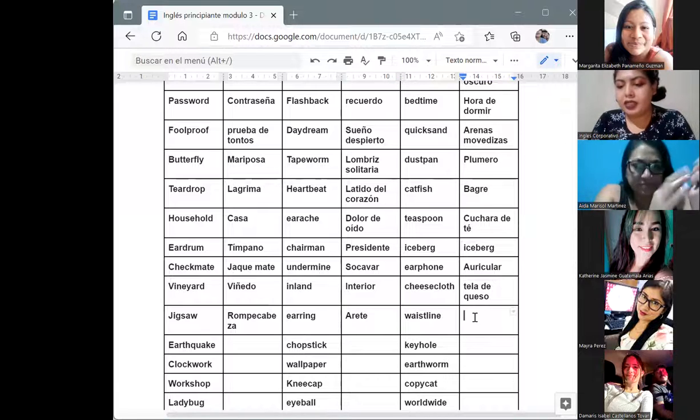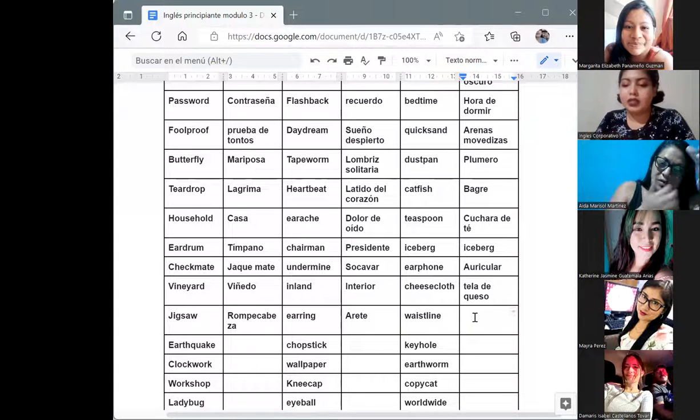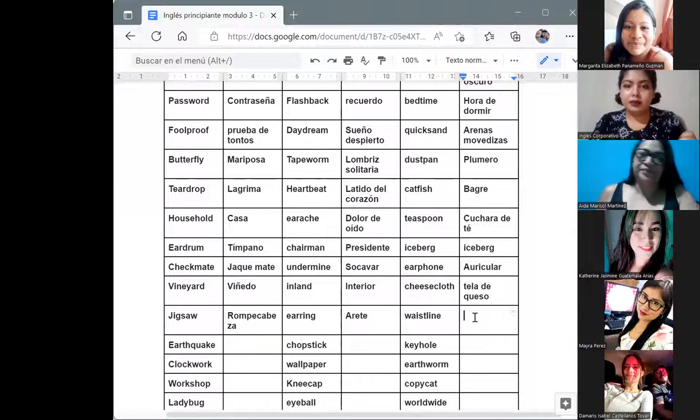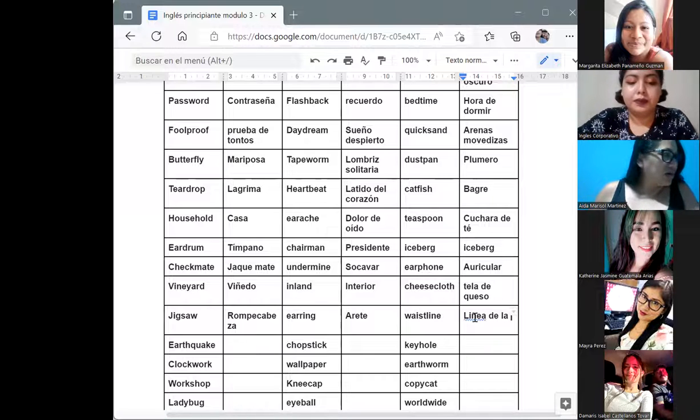Waistline. This is a part of the body. What is the waist? Cintura. In waistline. Cinturón. La línea de cintura. Línea de la cintura. O la silueta de la cintura.